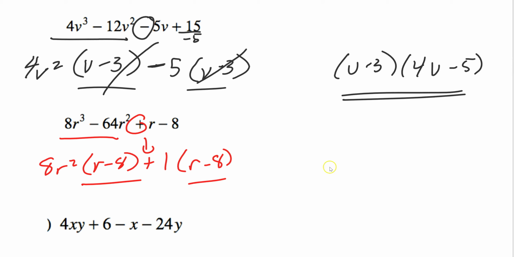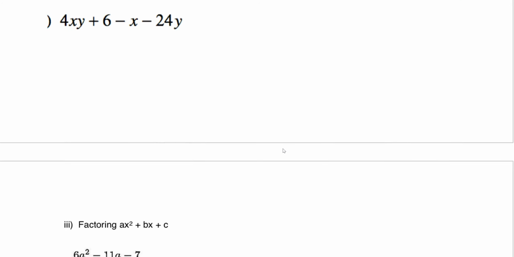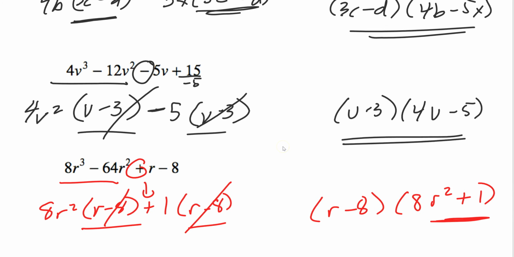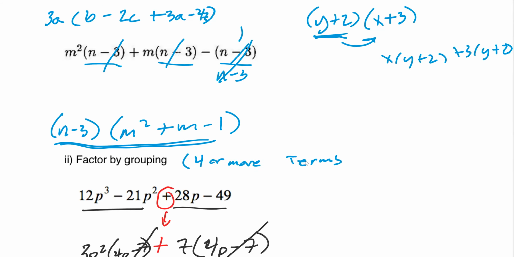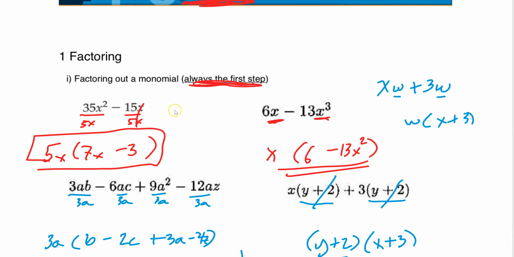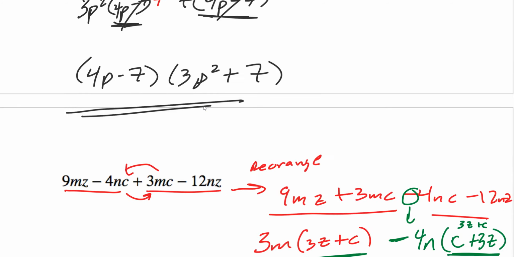Now these match. You get r minus 8. And look what's left over. 8r squared plus 1. Very, very important, the plus 1. 8r squared would not be right. So that's the idea there. And so that's how you factor by grouping. Keep in mind if they have nothing in common, factor out a 1. So now we know how to factor out monomials. That's the first thing we look at. If there's 4 or more terms, you factor by grouping.